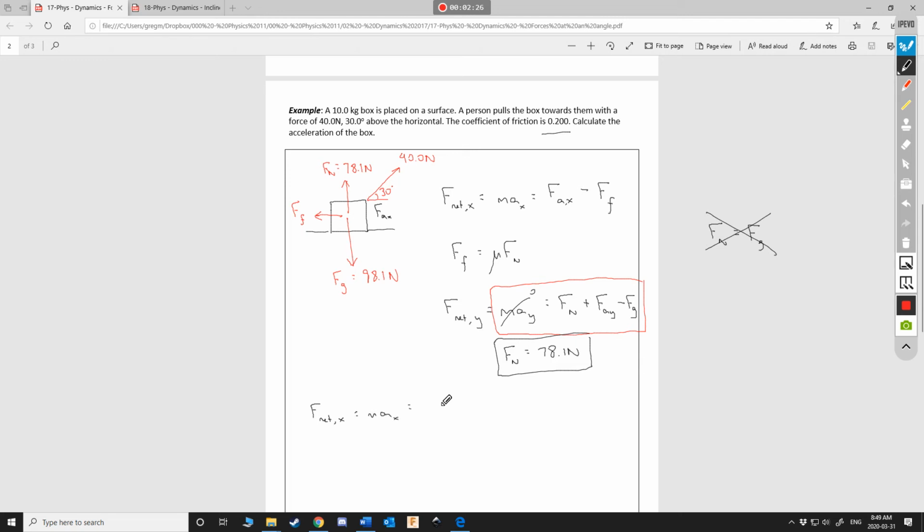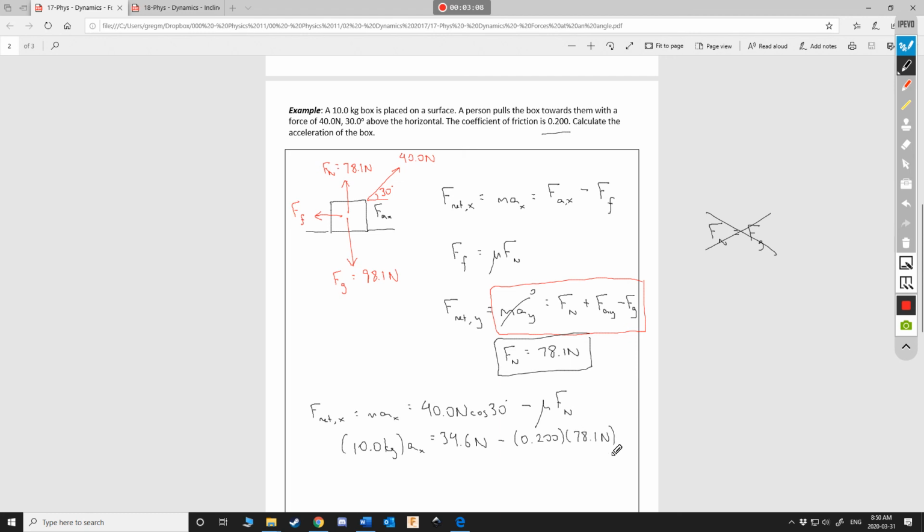Our applied force, we found that to be, what was that again? That was 40 multiplied by cos 30. I'll write it out. So we have 40.0 newtons multiplied by cos 30 to find the x component of our applied force, minus our coefficient of friction times our normal force. So we get 10.0 kilograms times our acceleration in the x direction. This came out to be 34.6 newtons. Our coefficient of friction is 0.200, and we found our normal force to be 78.1 newtons.